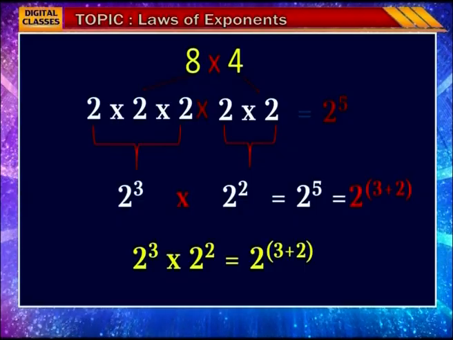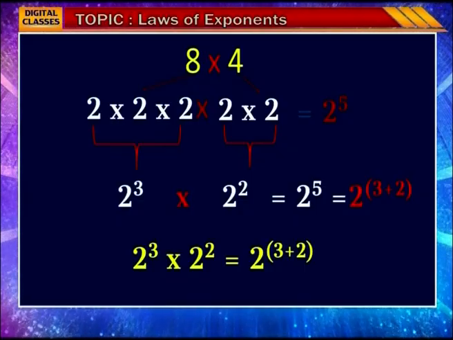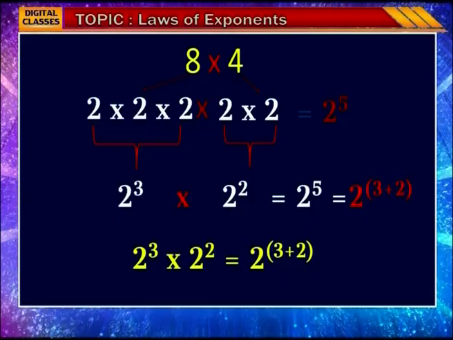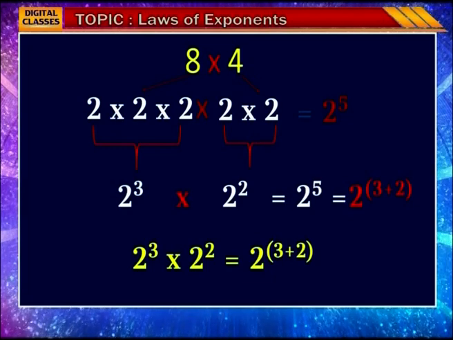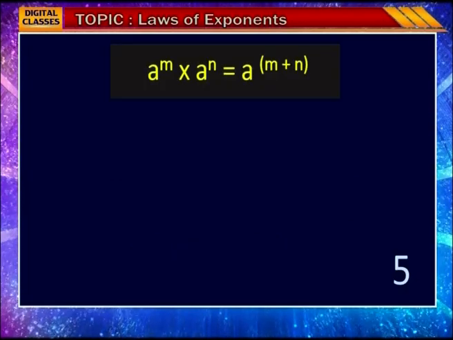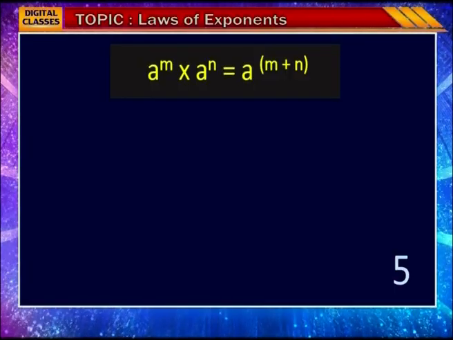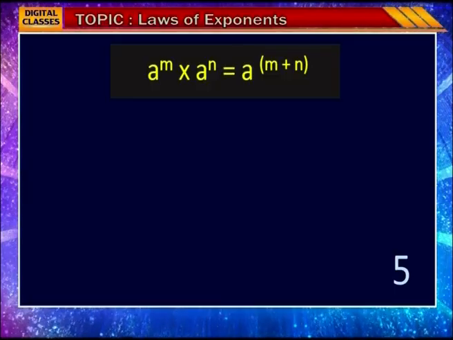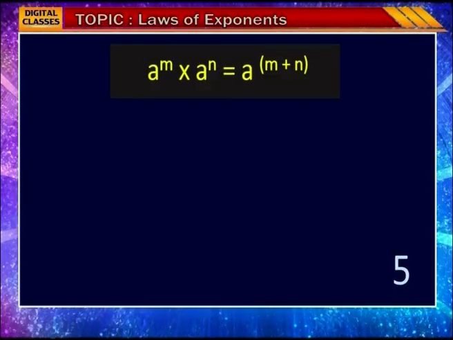When bases are equal and the exponents are different and multiplication is there in between them, you can write like a 1 base and you can add the exponents. A to the power of m into a to the power of n is equal to a to the power of m plus n. This is the first law.